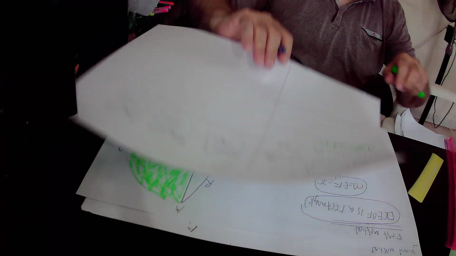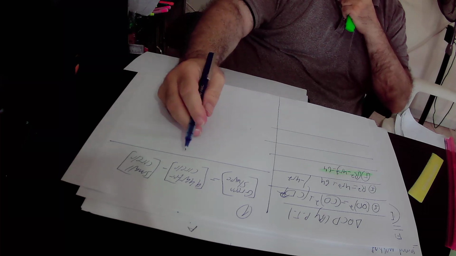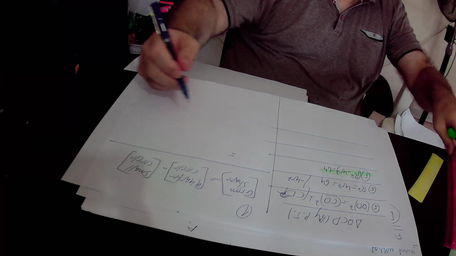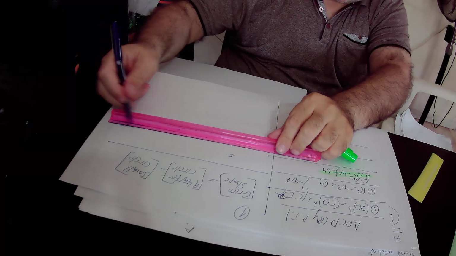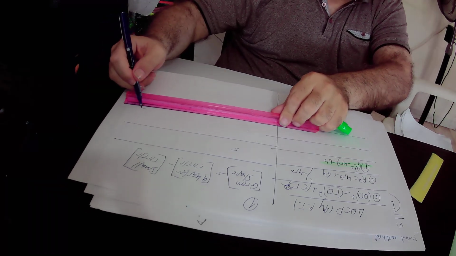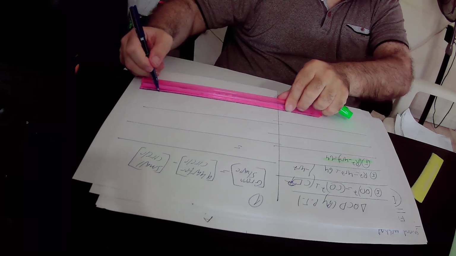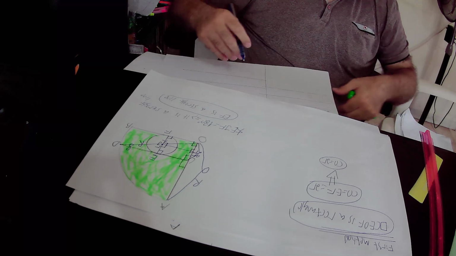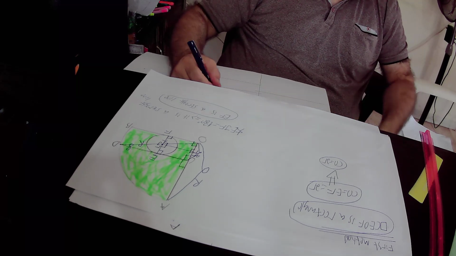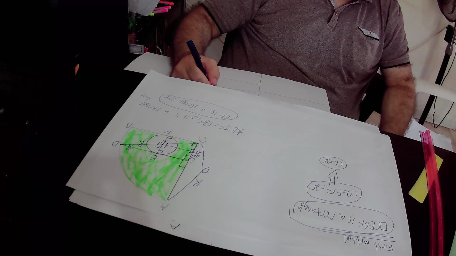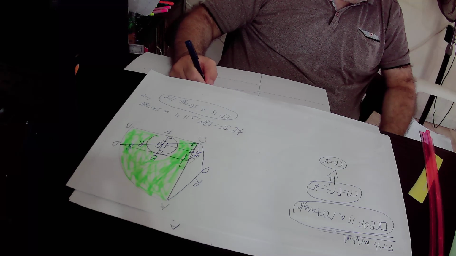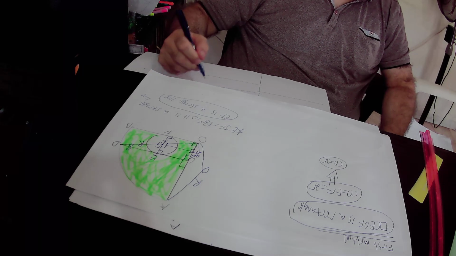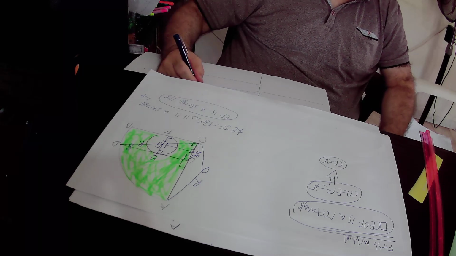I'll repeat again, the area of the green shape equals the area of the quarter circle minus the area of the small circle. The area of the quarter circle equals pi times capital R square over 4, minus the area of the small circle, that is equal to pi r square.